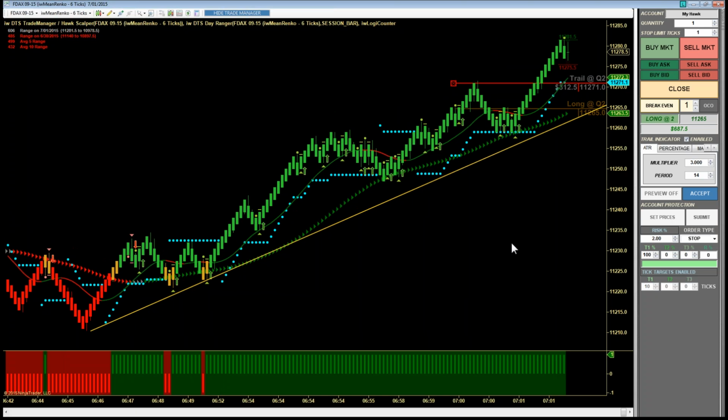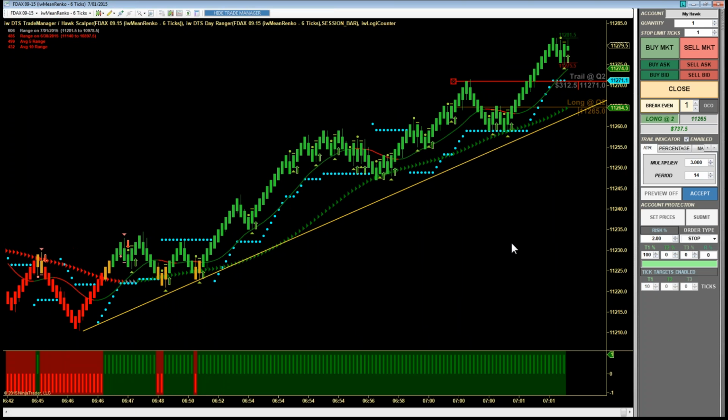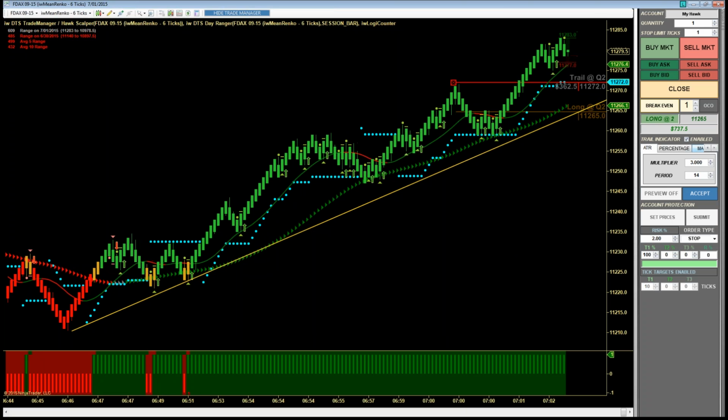So I can quite literally leave this trade alone. I can look at other markets. I can go get a coffee, do whatever. I don't need to worry about this trade. And like I said, there's 16 different stop strategies to choose from here.